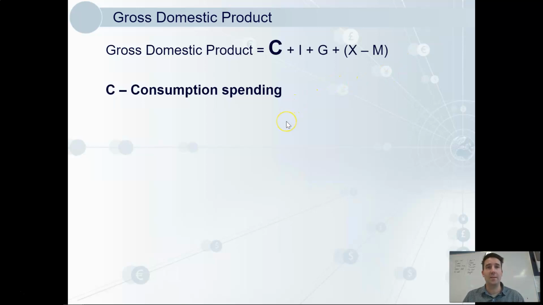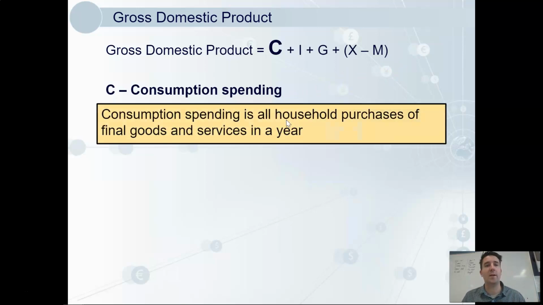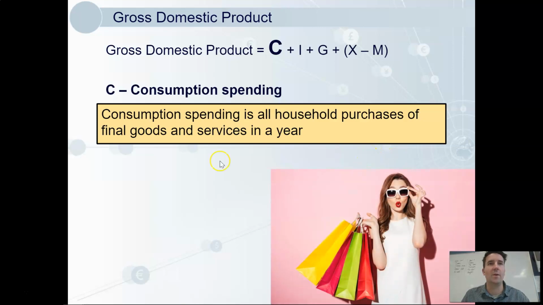Now, the first one, C, stands for consumption spending. Consumption spending is all household purchases of final goods and services in a year. Pretty straightforward. So this can be represented by a picture of me going on a shopping trip. There we go.